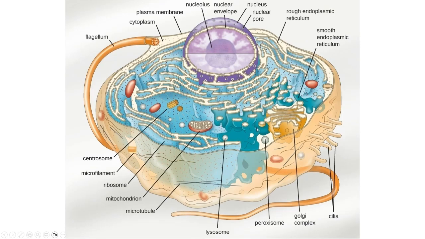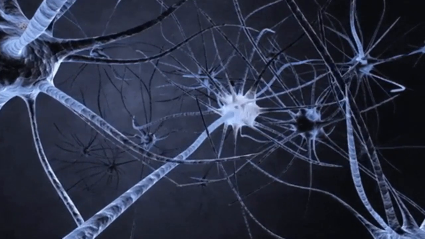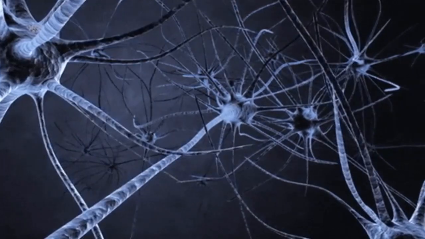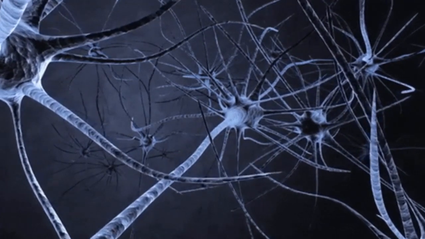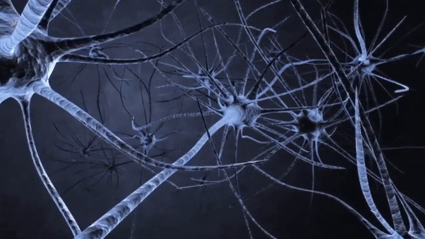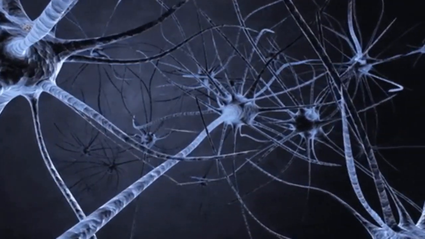But some cells are extremely complicated. For example, your neurons have this really branched appearance and everything else. Well, how does the neuron keep that branched appearance? Well, it better have a skeleton that helps it do it.